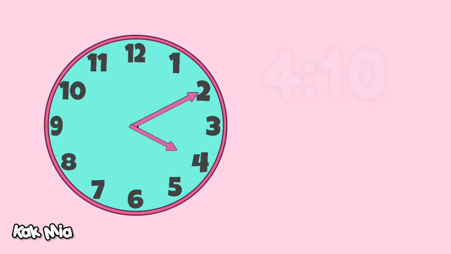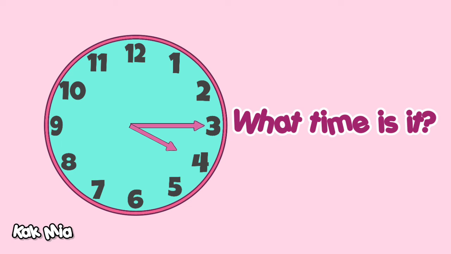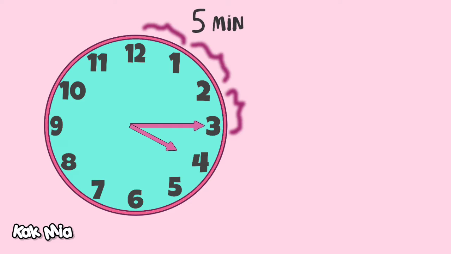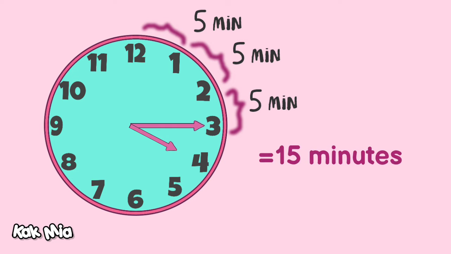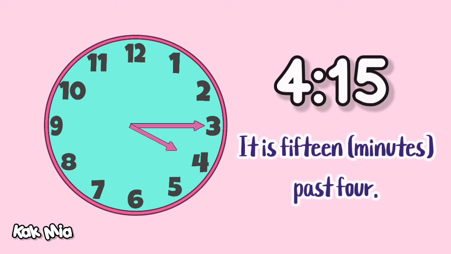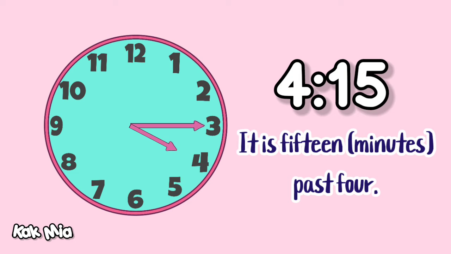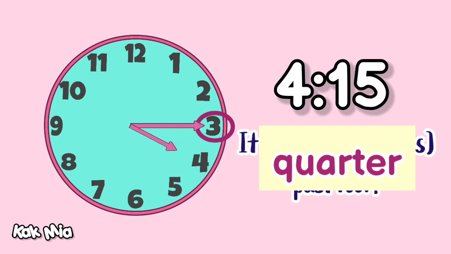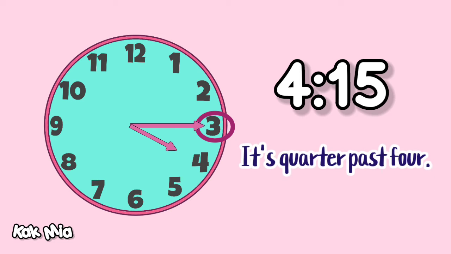Now, how about this one? What time is it? Let's count the minutes first. 5 minutes plus 5 minutes plus 5 minutes equals 15 minutes. So, it means 15 minutes past 4. However, when the minute hand points at number 3, we commonly use the word quarter. We commonly say it's quarter past 4.